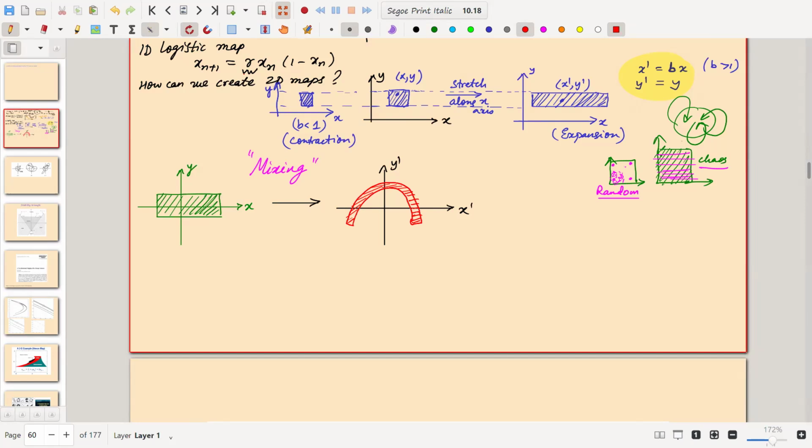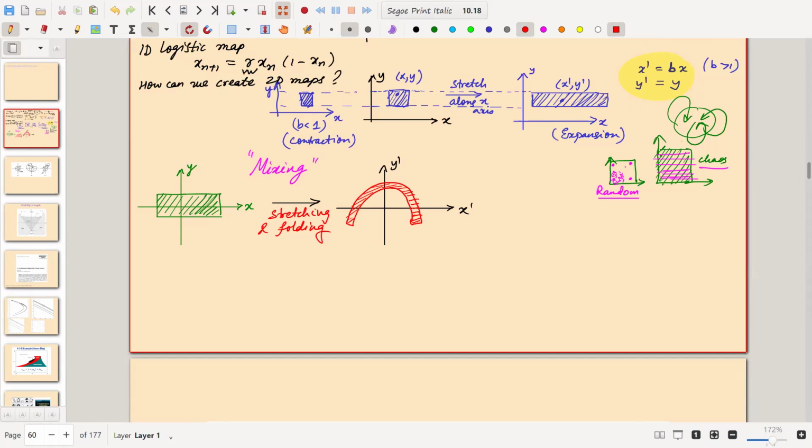What do you think? Is it possible? Now, how can it be possible? So this is possible due to the stretching and folding property, isn't it? So what would have happened? Can you imagine what would have happened?